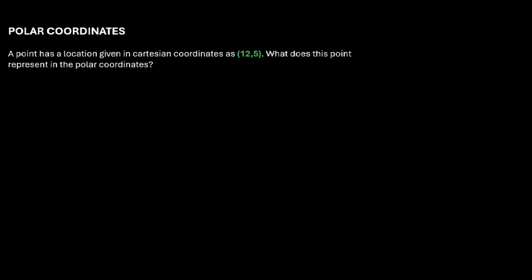Let's take another example. A point has location given in Cartesian coordinates as 12 comma 5. So this is my x value and this is y. What does this point represent in the polar coordinates?